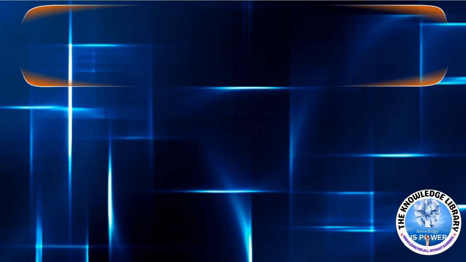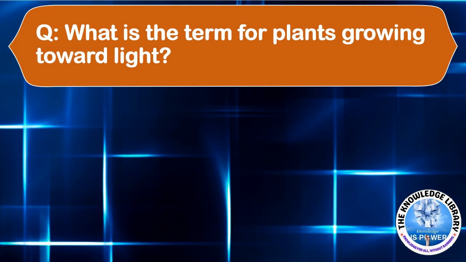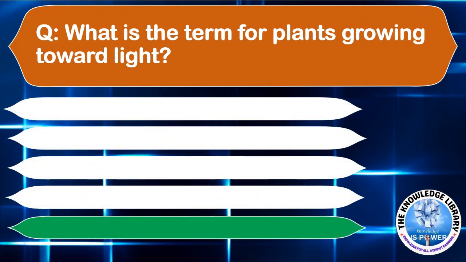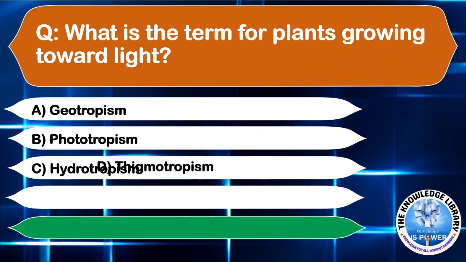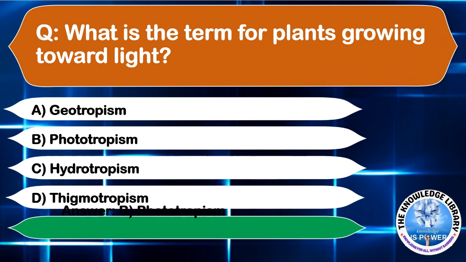Moving to the next question. What is the term for plants growing towards light? Option A, geotropism. Option B, phototropism. Option C, hydrotropism. Or option D, thigmotropism. The correct answer is option B, phototropism.